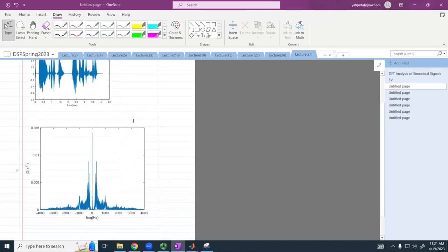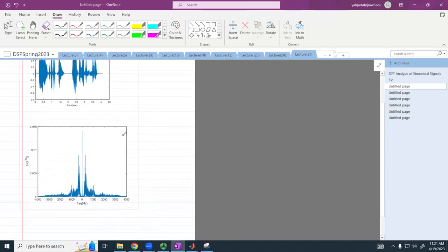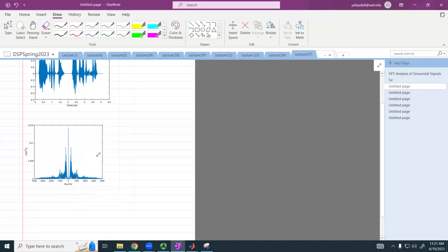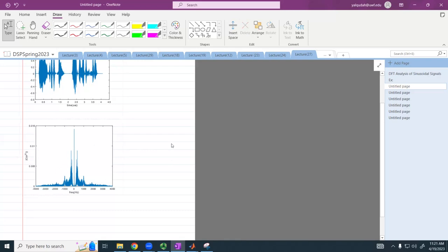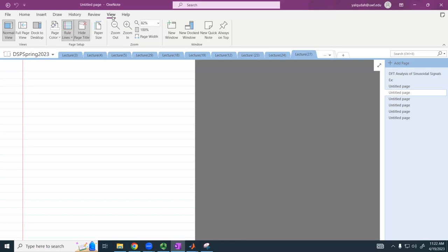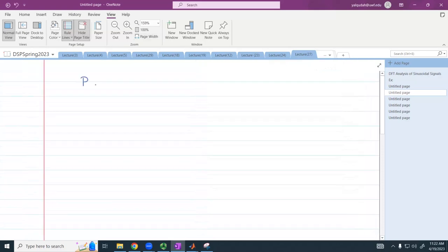Okay. With that, we are ready to look at the properties of the discrete Fourier transform. So the first property is linearity.